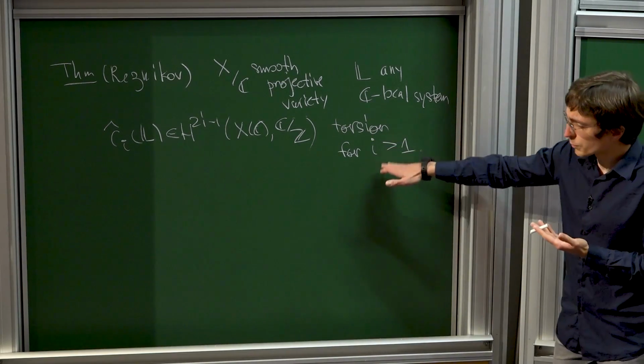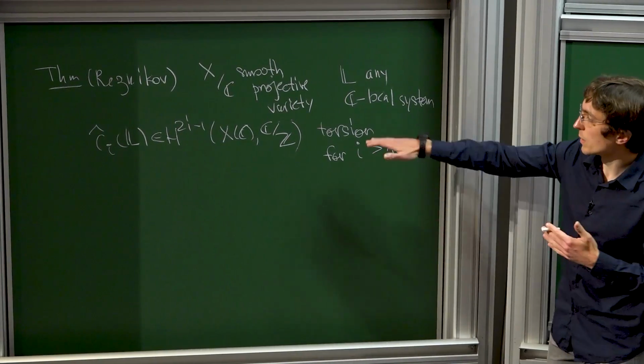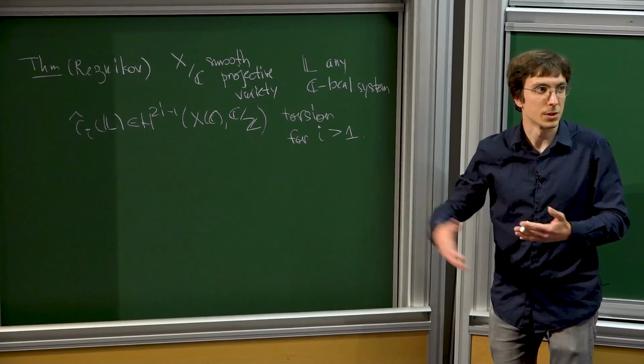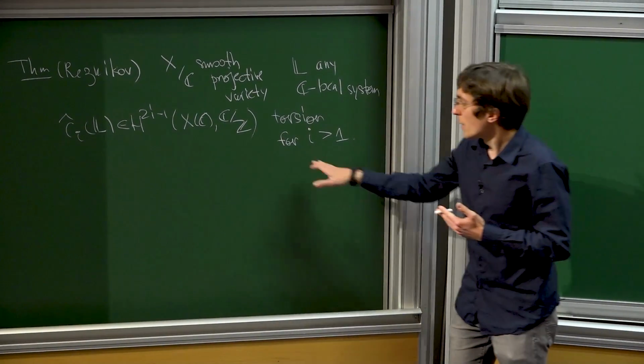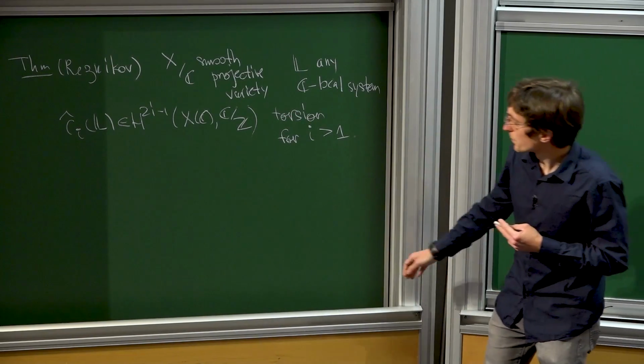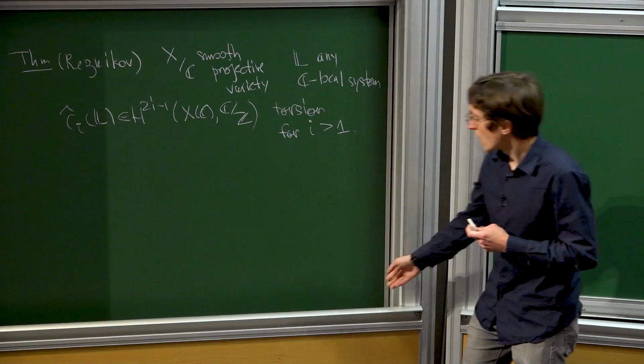So it would not be reasonable to expect this for i equal to 1, because as Dustin explained, for i equal to 1 this characteristic class is just equivalent to the data of the determinant of the local system, and that might have an infinite order. But for all higher classes, they are actually 0 on compact algebraic varieties. Oh, sorry, 0 rationally. This torsion might still be interesting.